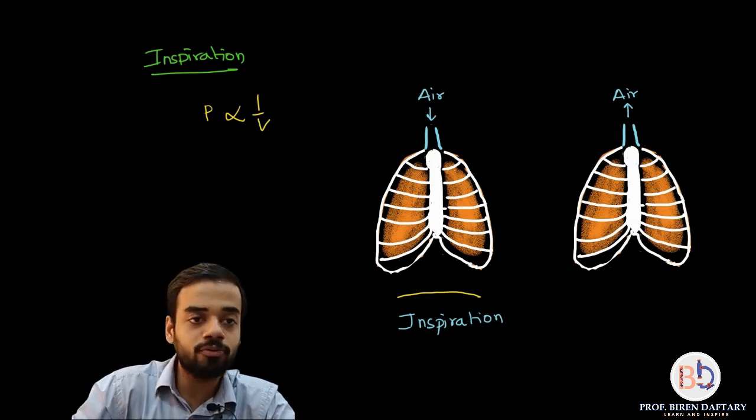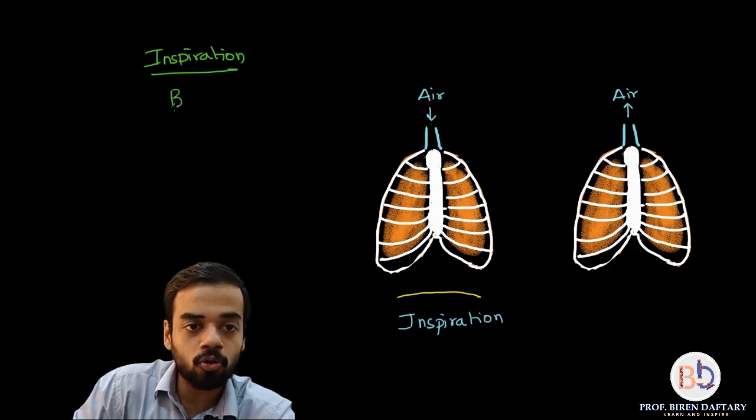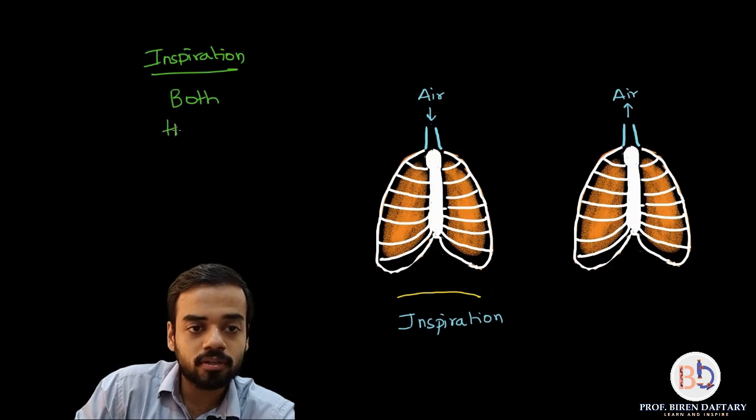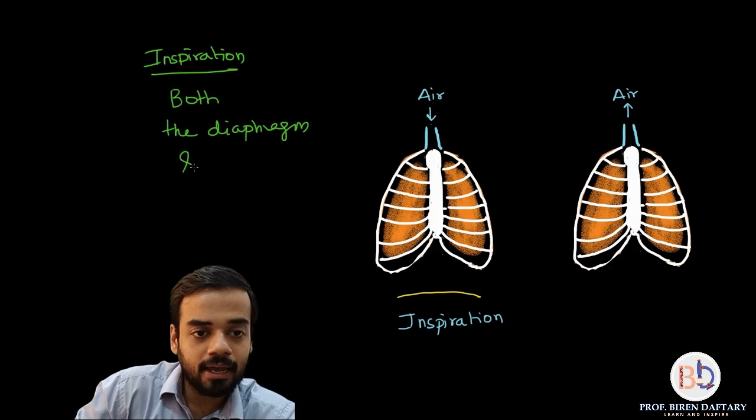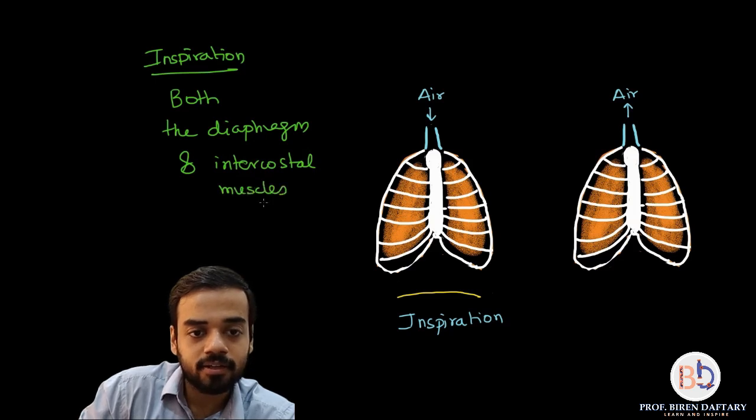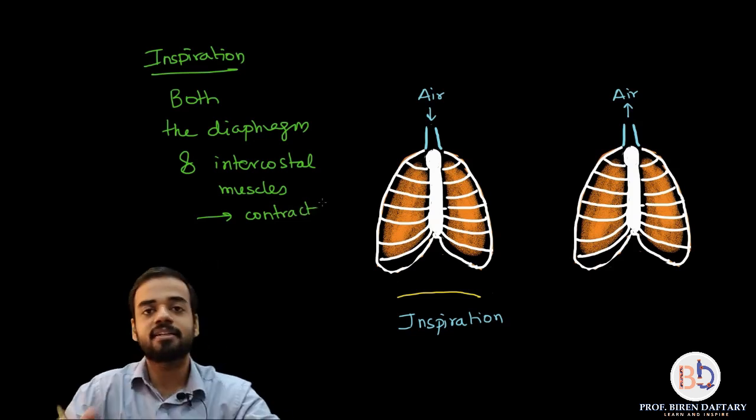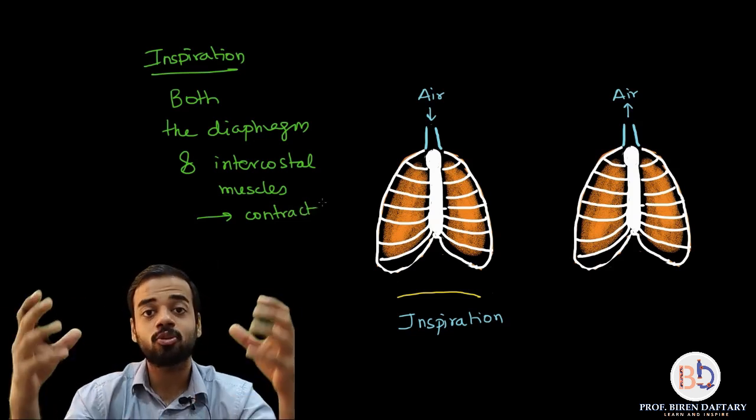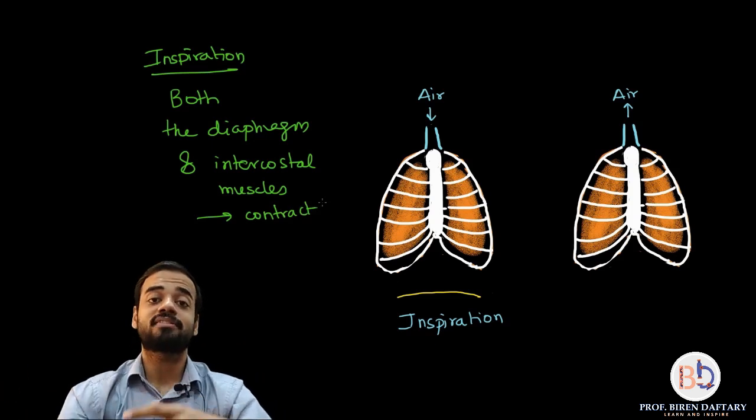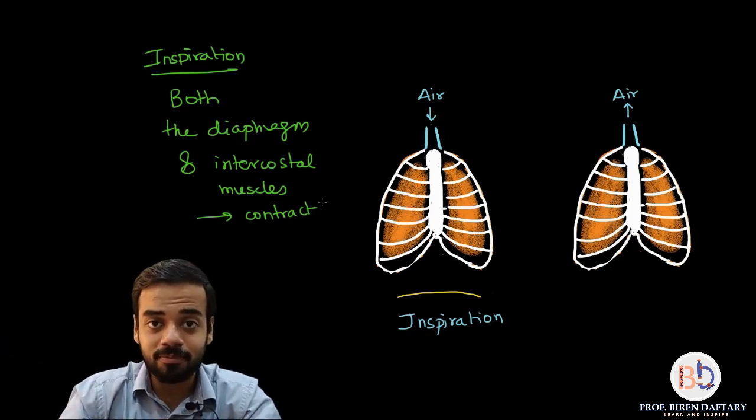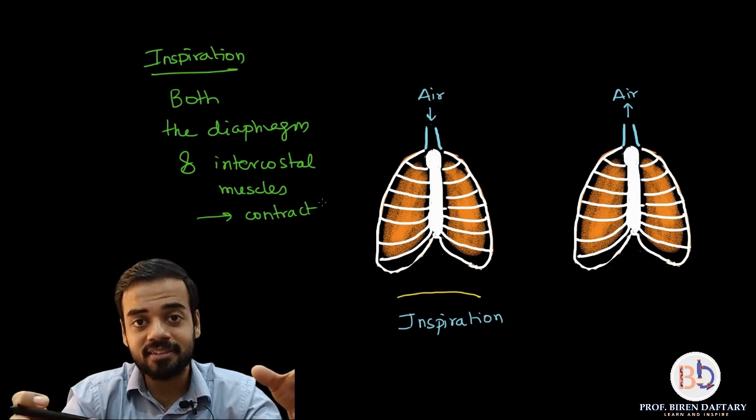So what do you need to remember in inspiration? You need to remember that both muscles, both the diaphragm and intercostal muscles, contract. Please remember both of them contract, and because of that they increase the space inside the thoracic cavity. Thoracic volume increases, thoracic pressure goes down, inversely proportional. So a pressure gradient is created.